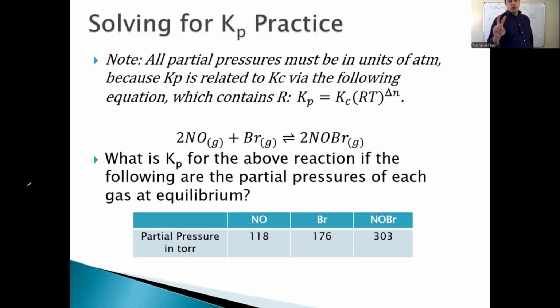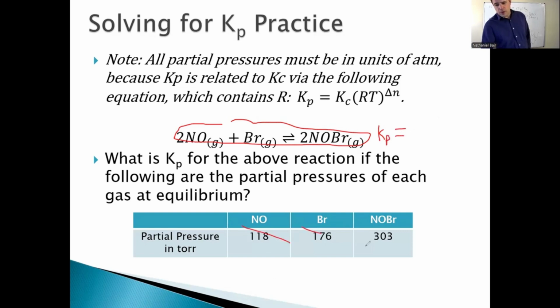So I want you to do 2 things for me here. Well, really 3 things for me here, folks. First thing, here's the reaction. I would like you to write a mass action Kp expression for this. Then you're going to need to convert these pressures from torr to atmospheres. What's the conversion factor? 1 atmosphere is 760 torr, and a torr is the same thing as a millimeter of mercury, right? So you need to convert those to atmospheres.